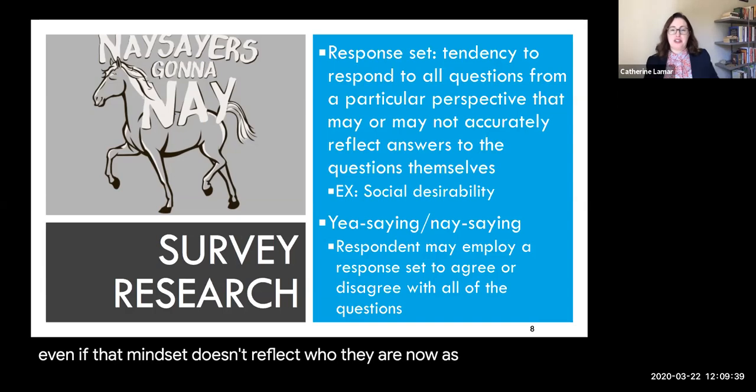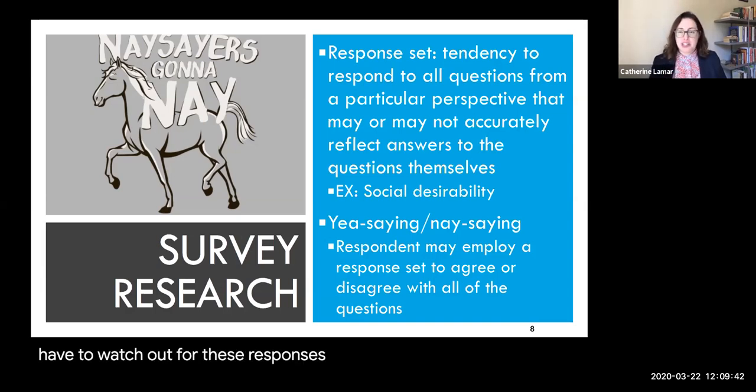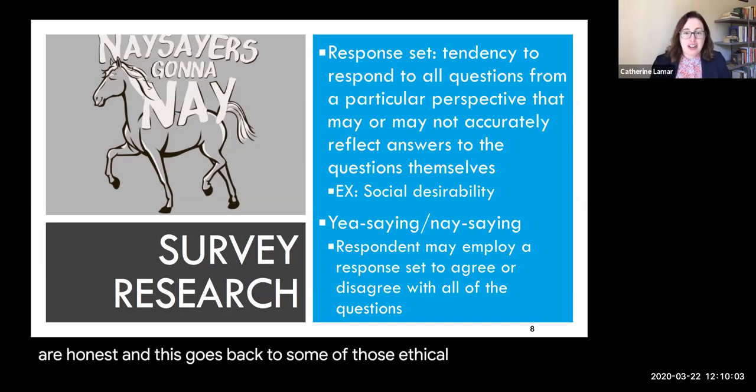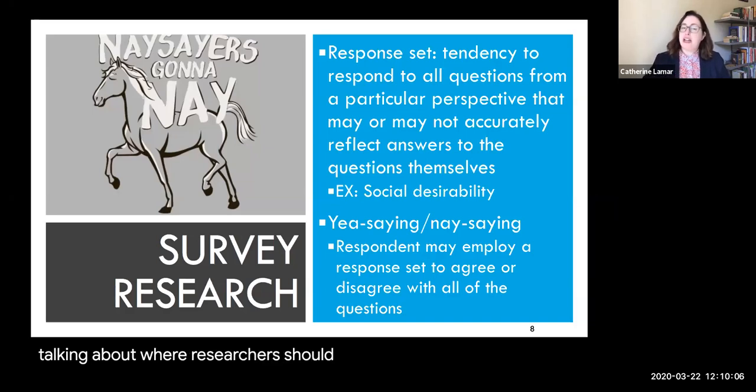Now, as researchers, we have to watch out for these response sets, whether it's social desirability, yay-saying, or nay-saying, because that means that if a participant is engaging in a response set, they're not accurately representing themselves, and that's a problem. Now, again, we can catch these with validity scales sometimes, but ultimately, at the end of the day, we need to trust that our participants are honest. And this goes back to some of those ethical things we were talking about, where researchers should do the best job that they can at developing a good rapport with participants so that if the participants trust the researchers, they're more likely to answer honestly.